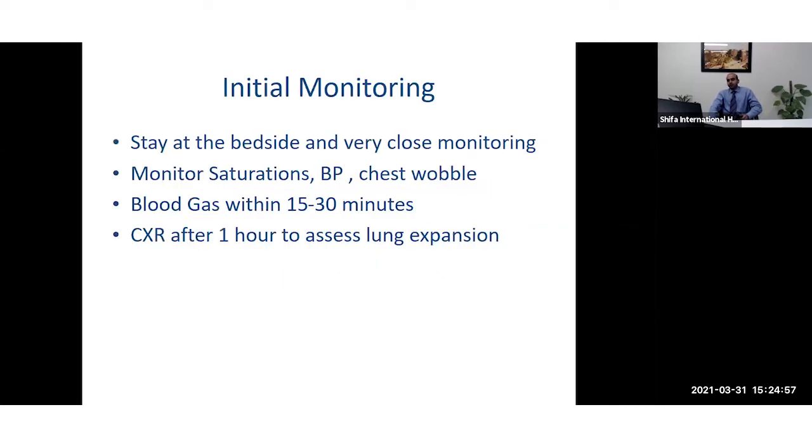Once we have started the baby on high frequency ventilation, it's important that the clinicians stay at the bedside, and very close monitoring is required initially. We need to monitor the saturations, the blood pressure, and the chest wall movement, and the first blood gas should be done within 15 to 30 minutes of starting ventilation. And the first X-ray should be done after 1 hour to assess the lung expansion and to see the lung recruitment.